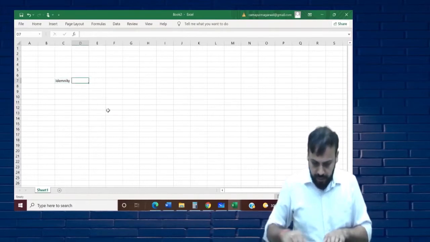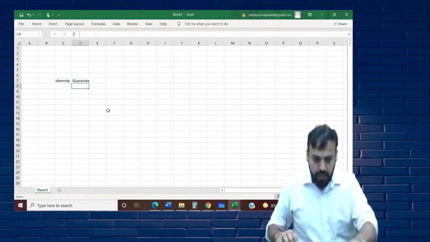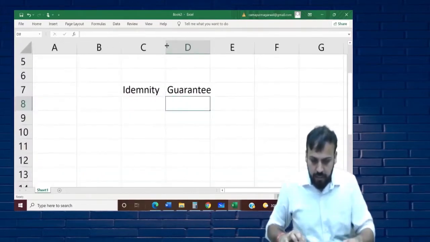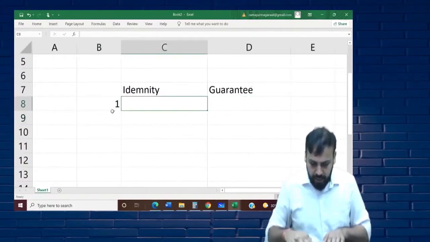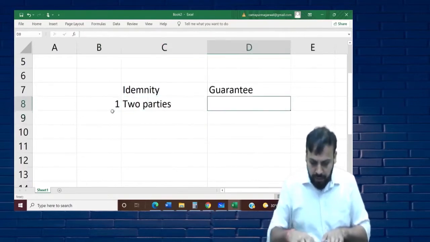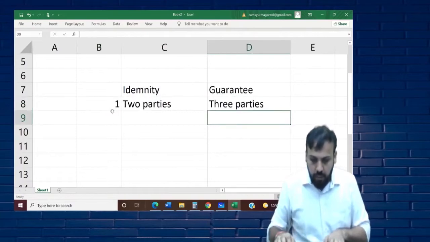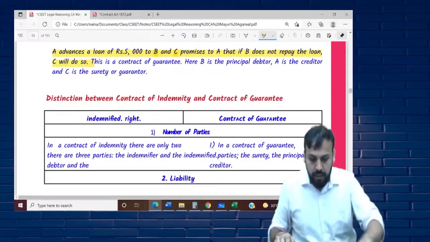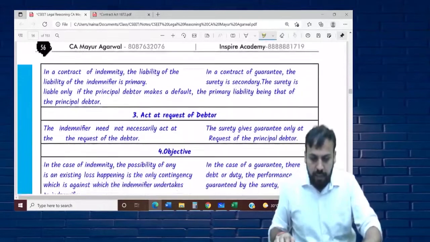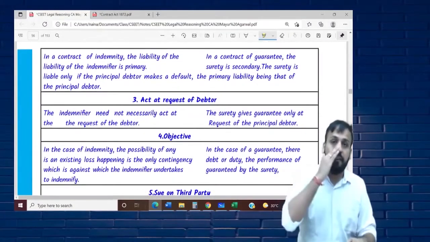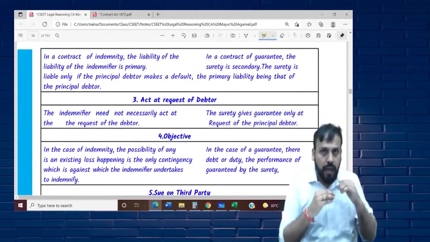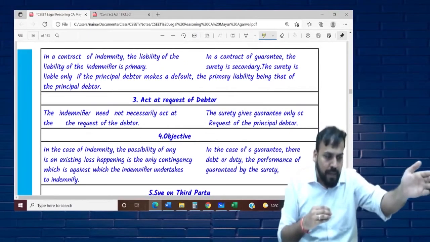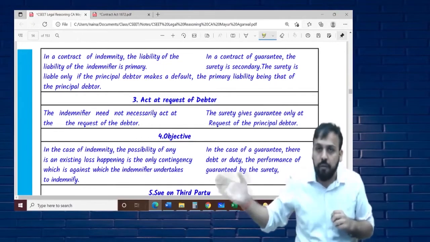Indemnity and guarantee. Okay, let me make a column and let us discuss this one by one. In indemnity, how many parties? Two parties: indemnifier and indemnity holder. In guarantee, there are three parties. Now if we compare, we are talking about liability. If I bang my car or someone else bangs my car, first I need to recover from the third party, or I can directly recover from the insurance company.